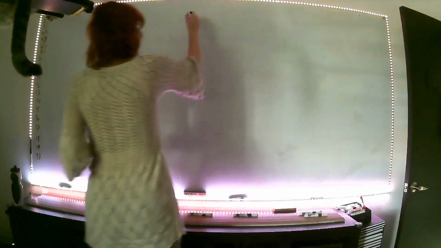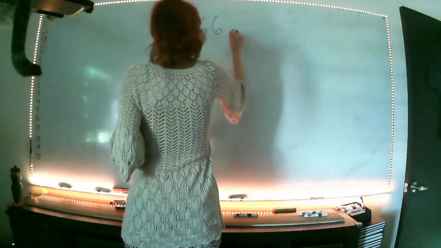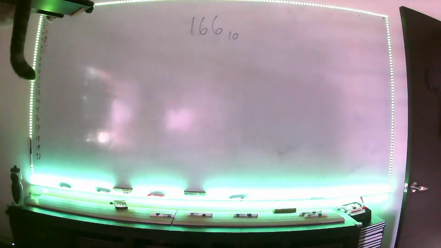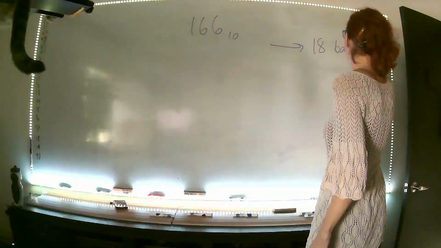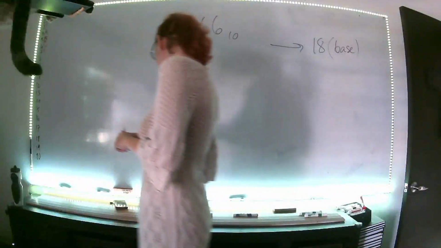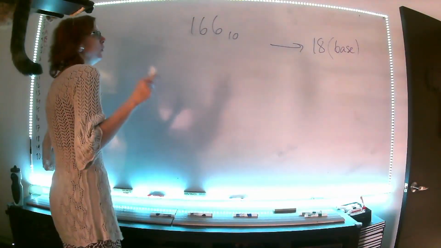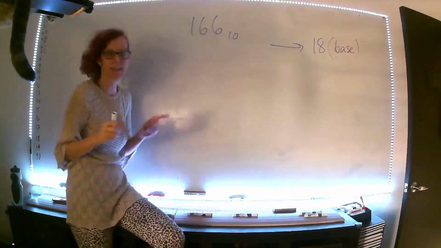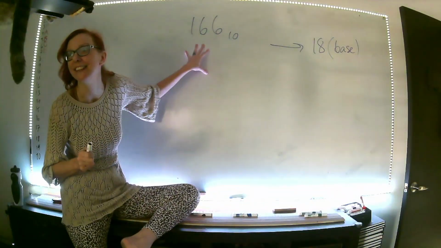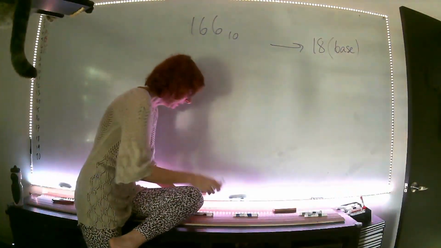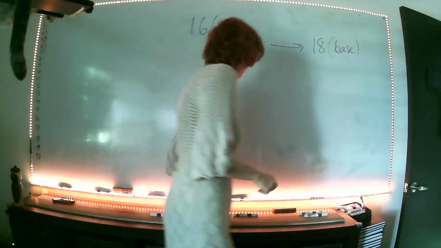Okay, we are looking at question 8. We have 166, sorry, 116, and it's in base 10. And we wish to take it to another base. We want to take it to base 18. So now we have to do this the other way around. We need to see which powers of 18 and how many of them I need to sum up to 166. Okay, so first let's figure out the powers of 18.